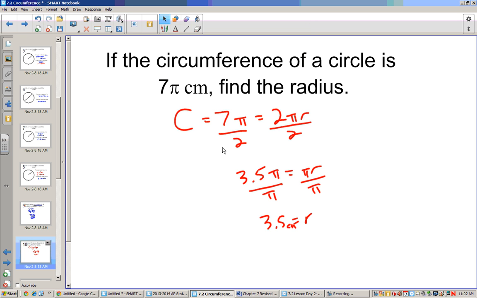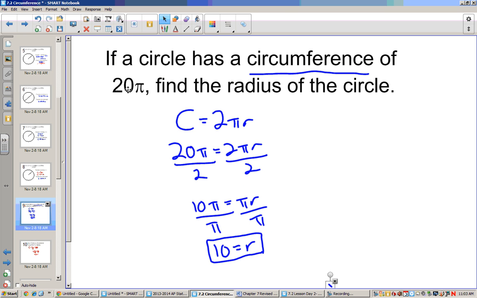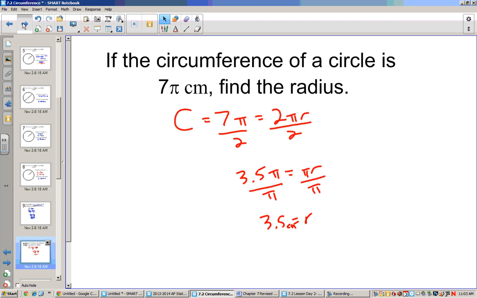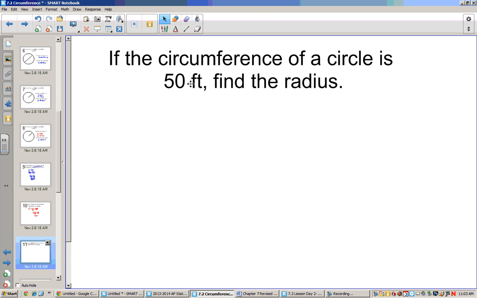Now, if we look at these last two examples, you might be able to do this without using any algebra. If circumference is diameter times pi, the diameter is 7, so the radius just has to be 3.5. If that makes sense to you, go right ahead and do that. If 20 times pi is the circumference, well, 20 would be the diameter, so 10 would be the radius. That saves some algebra.